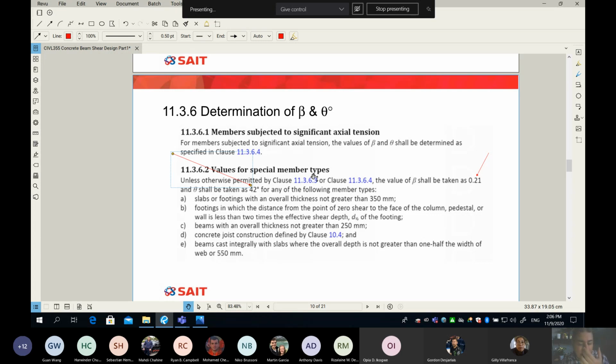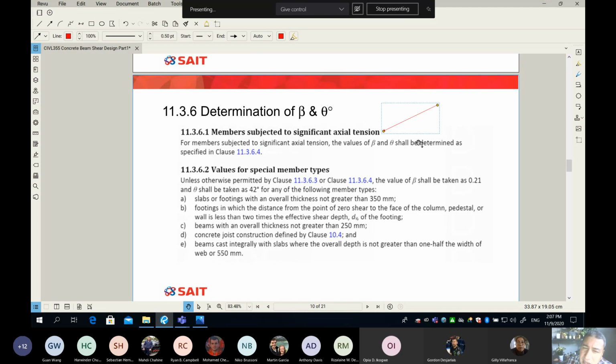Today, I'm going to spend more time to tell you the story from the beginning. The code gives us a long clause to tell us how to find the beta and theta, and you have to read it from the beginning, clause 11.3.6, starting from 11.3.6.1. It's on top of the page of my current slide. It says: member subjected to significant axial tension.